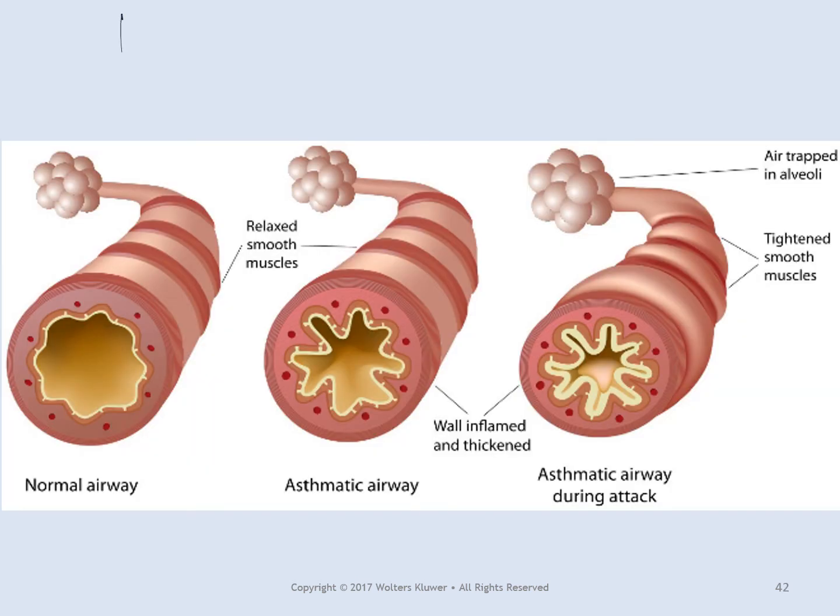So normally this is what your bronchioles should look like, and they look nice and open. Those smooth muscles around there are really relaxed. In your patient with asthma, this is what the airways normally look like. The wall of the airway is more inflamed. It's a little thicker. The smooth muscles are a little inflamed as well.